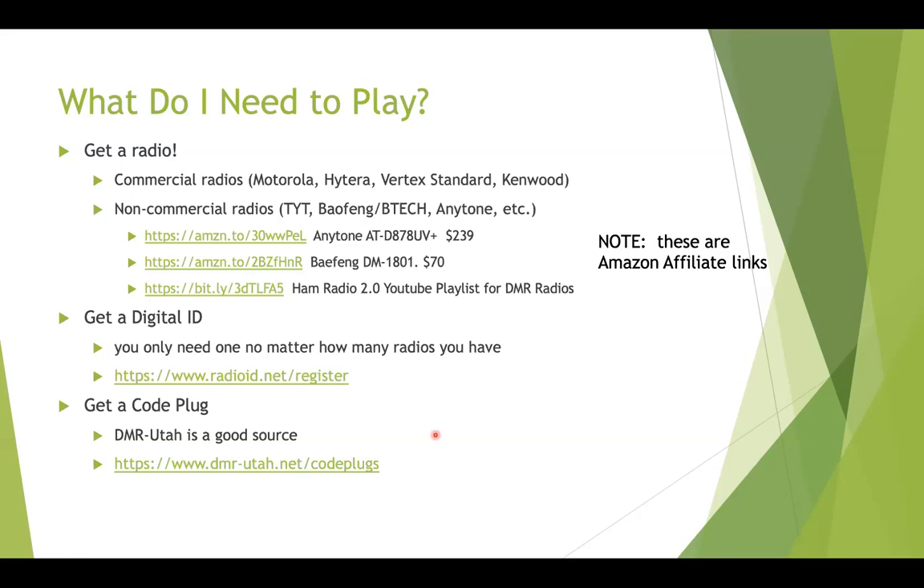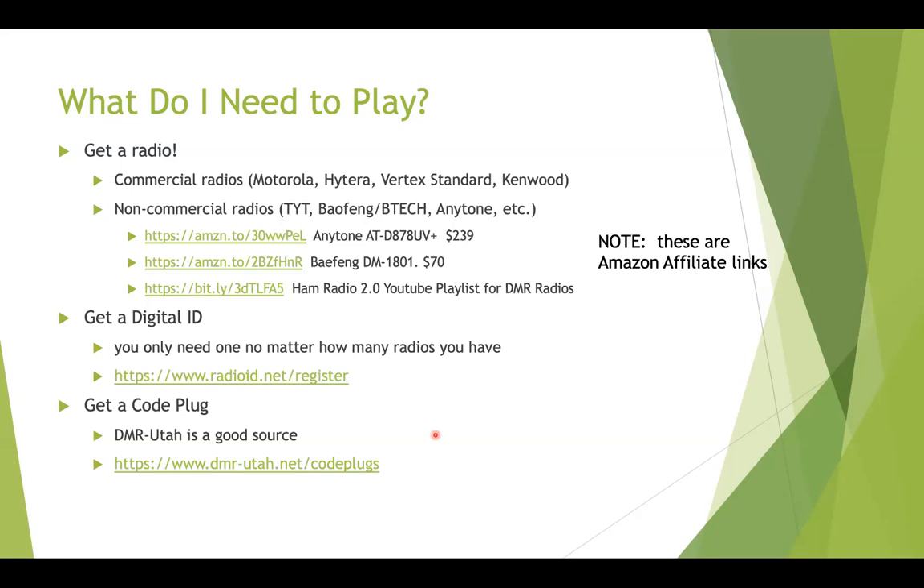The next thing you need to do is get a digital ID. You only need one. No matter how many radios you have, you can use the same digital ID for all of your radios. But you go to radioid.net/register. They actually do require that you upload a copy of your FCC license if you're here in the US. If you go on the FCC's ULS system, you can download a copy of your license and then upload that PDF file to radioid.net. They just need to verify that you're actually an amateur radio operator.